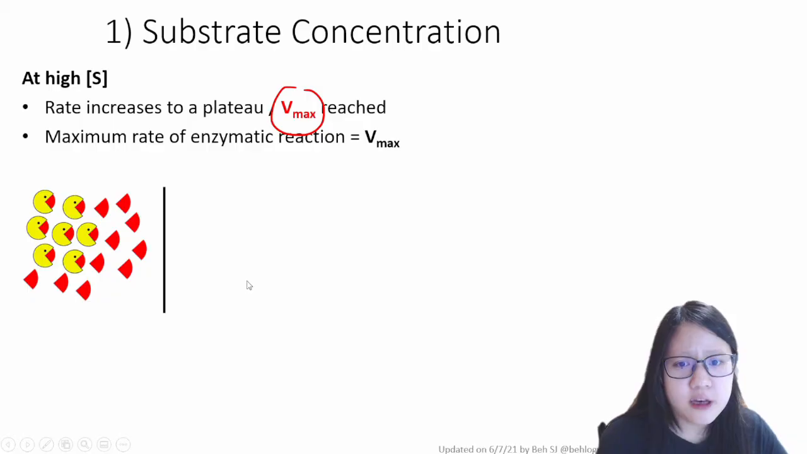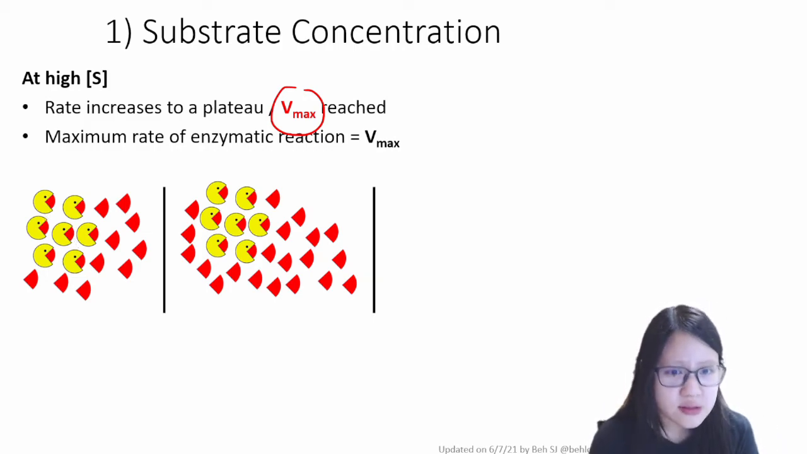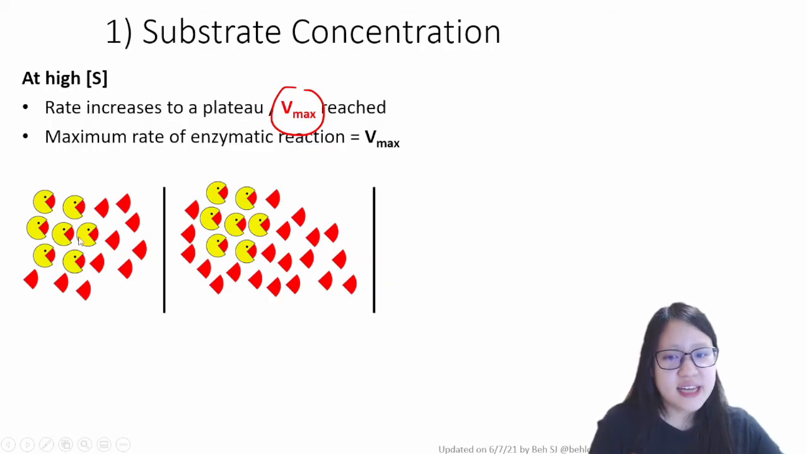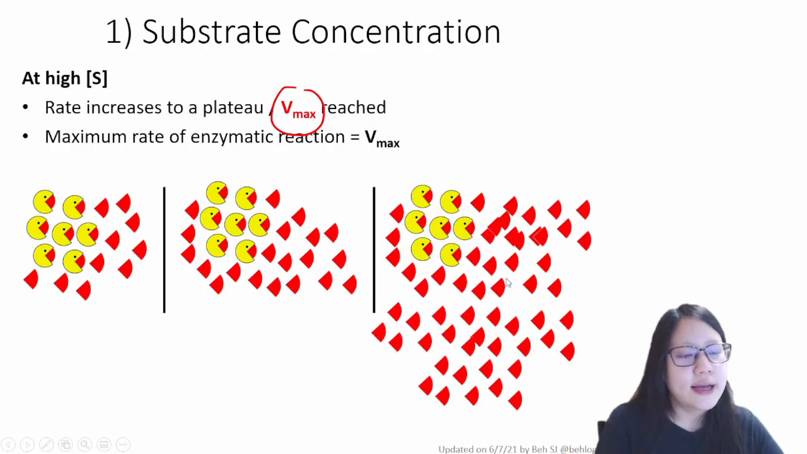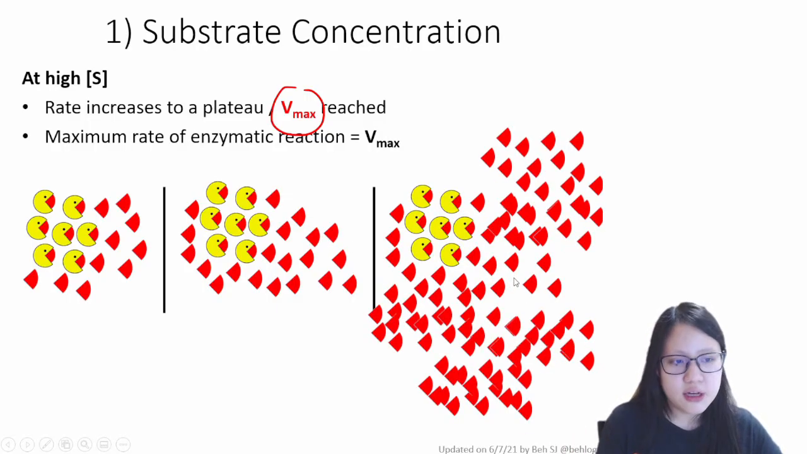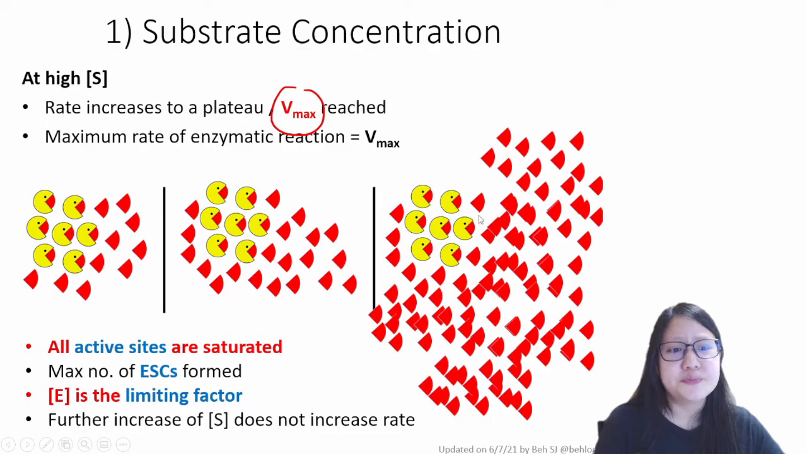So basically, it doesn't matter if you increase the substrate concentration. There's only so many enzymes to go around. So it's going to only process, say, 7 at a time in this example, right? So 7 enzymes are going to function at one time. They are occupied, they are busy. Even if you add a lot more substrate, no matter how much you add, there's only 7 enzymes here, and therefore it can only process 7 at a time. At this point, at Vmax, we say that all active sites are saturated.